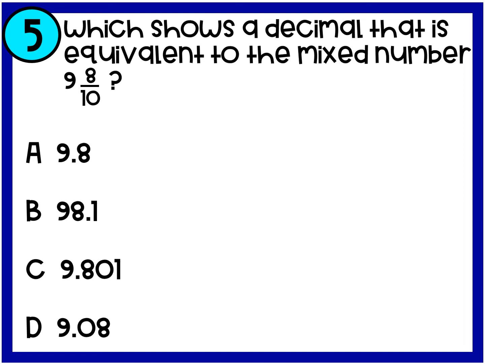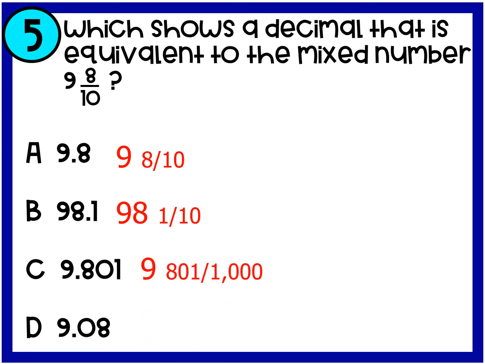Okay, let's see if you got this answer correct. I'm going to go ahead and convert all these decimals into mixed numbers. If I look at A, I have 9 whole units and I have 8 tenths. So yes, A appears to be the correct answer, but I'm going to go ahead and check all my decimals. If I look at B, I have 98 whole units and 1 tenth. So it is not B. If I look at C, I have 9 whole units and 801 thousandths. If I look at D, I have 9 whole units and 8 hundredths. So the correct answer there is A.